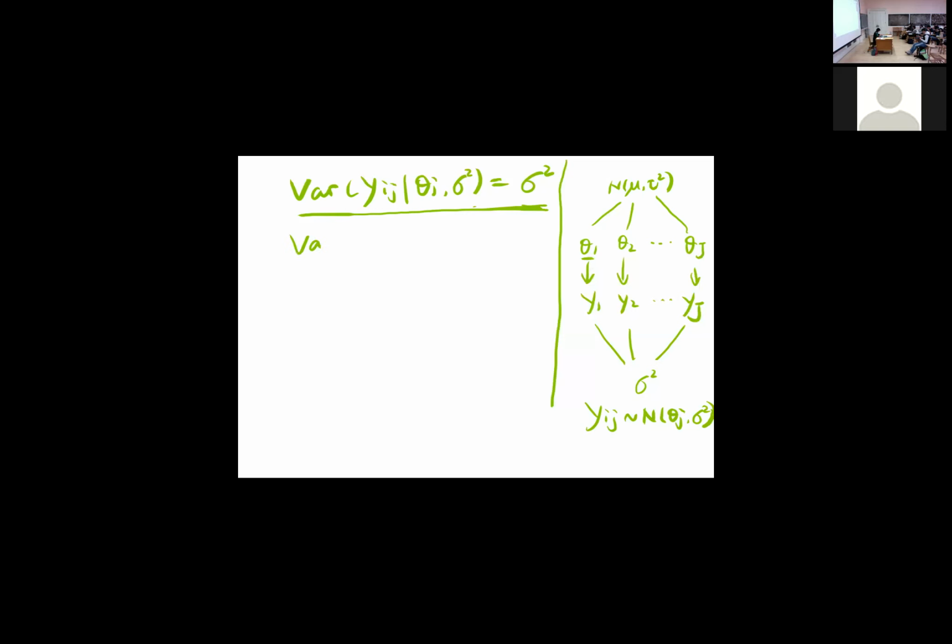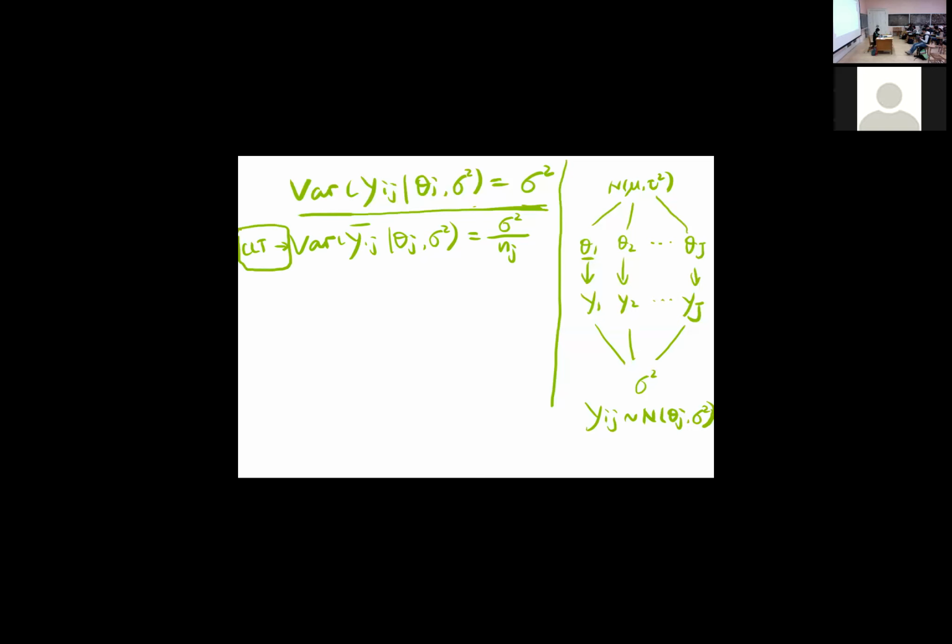Then you were asked to show something extra. The first one is the variance of the sample mean. If you do it correctly, you know that this will be sigma squared over nj. The variance of the sample mean is the population variance divided by the sample size. The central limit theorem and so on are all related to this result if you're doing normal.